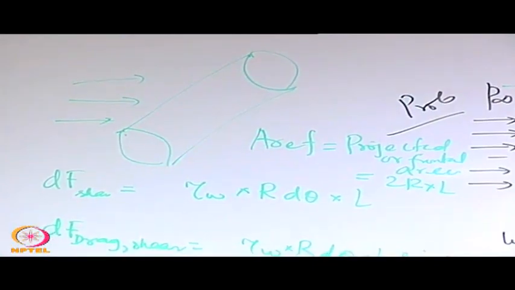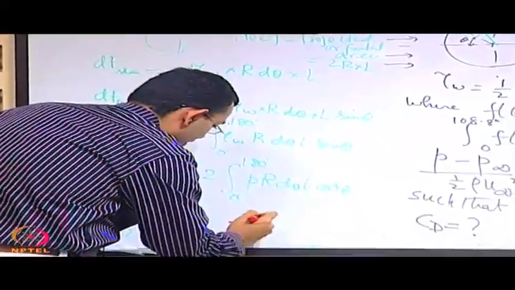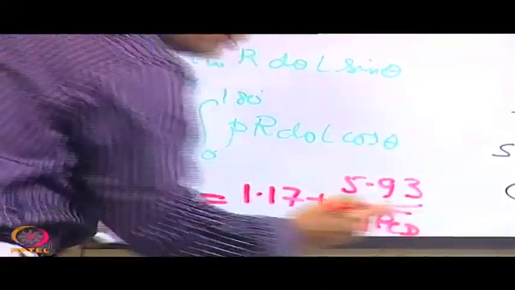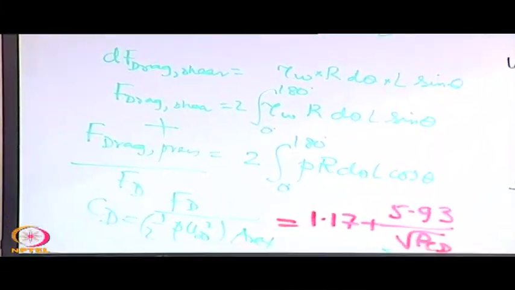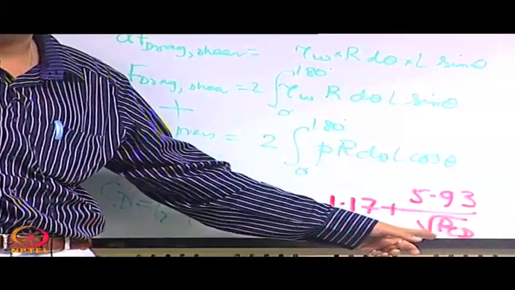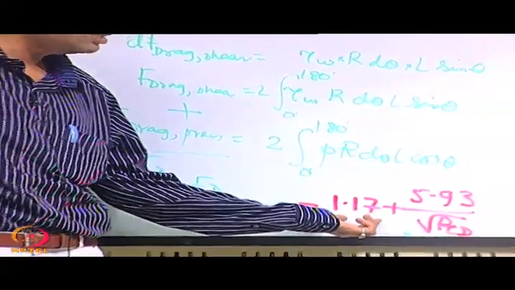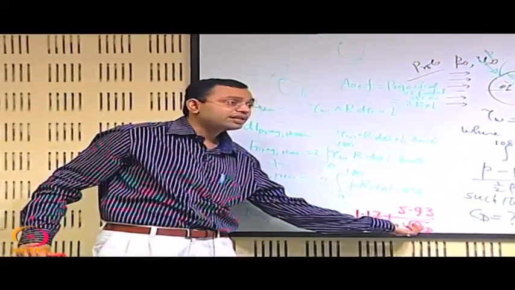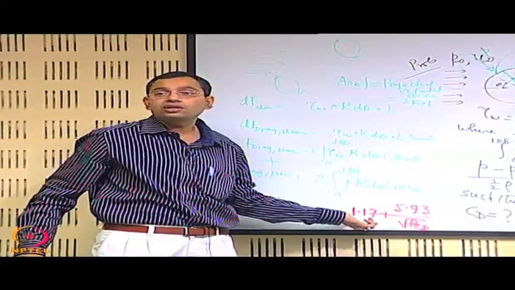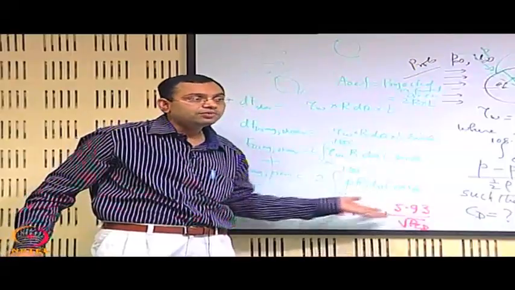So if you do that, let me give you the final answer which you may check. The final answer is 1.17 plus 5.93 divided by square root of Reynolds number. So what we can see here is that the drag coefficient at very high Reynolds number may be virtually independent of Reynolds number. And what are the important things that we see? This 1.17 is from where? This is from the form drag, this is from the skin friction drag. So very high Reynolds number flow may have the form drag as the sole determining factor. So you can clearly see the effect of the form drag and the skin friction drag.